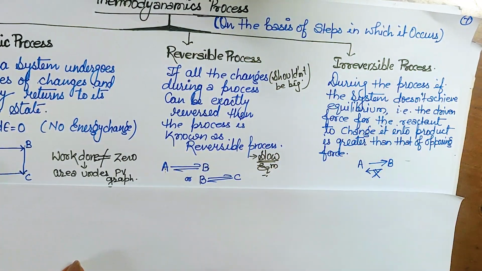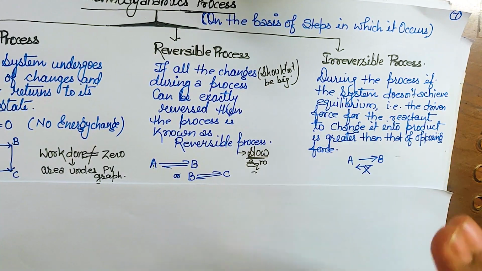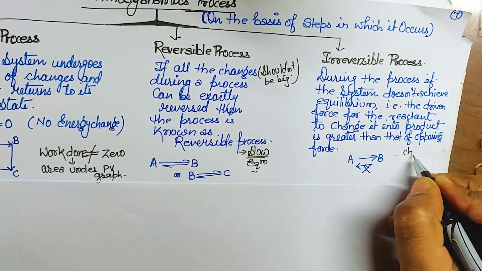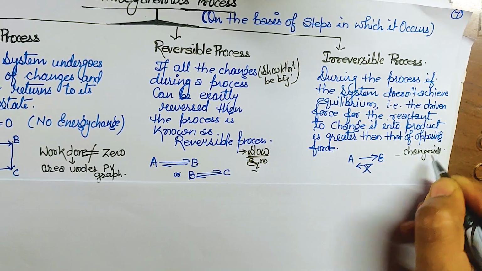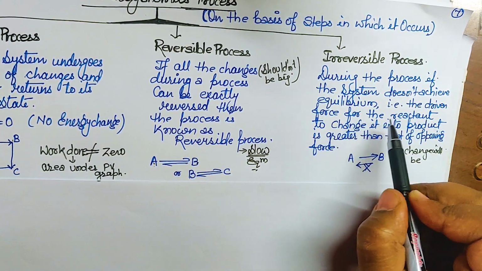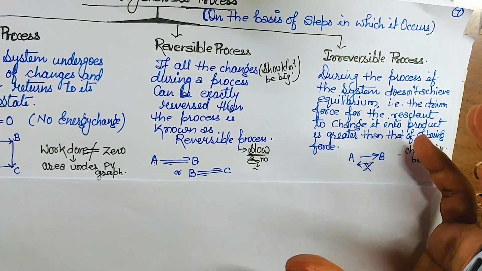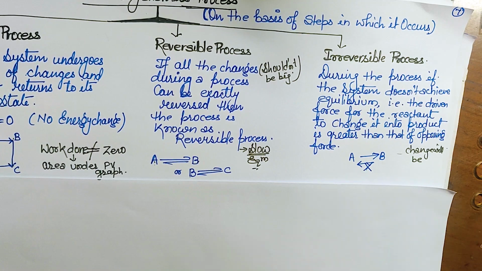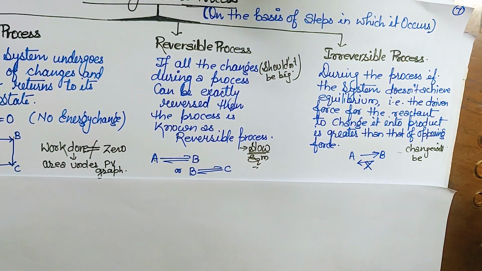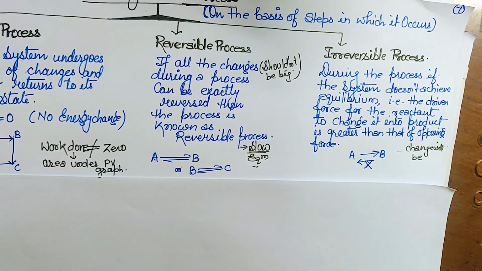Now irreversible. An irreversible process means that during the process, the system doesn't achieve equilibrium, and the change will be big. They won't be in equilibrium, and that's why the driving force for the reactant to change into product is greater than the opposing force. That means the driving force required to convert A into B is not equal to the driving force required for the change of B to A. So that is called an irreversible process.